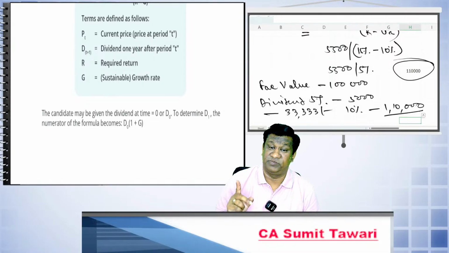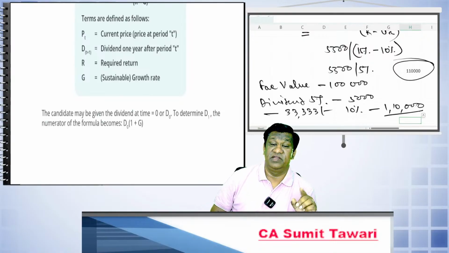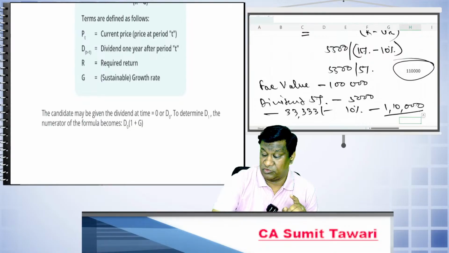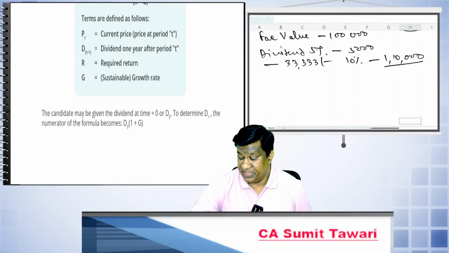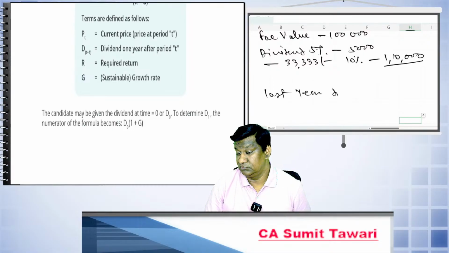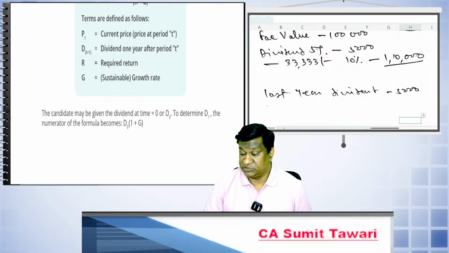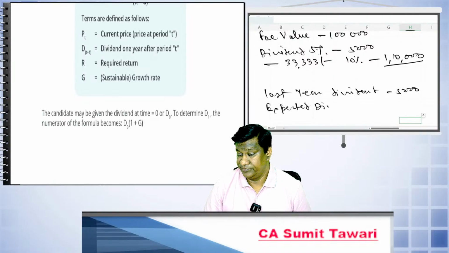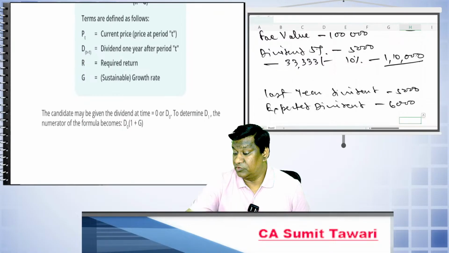So if they gave the expected dividend, then you do not require to apply the growth rate. If they are not giving the expected dividend, then you need to apply the growth rate and calculate the expected dividend. So sometimes in a question, it may happen. Last year dividend is 5,000, expected dividend is $6,000 and the growth rate is 10%.